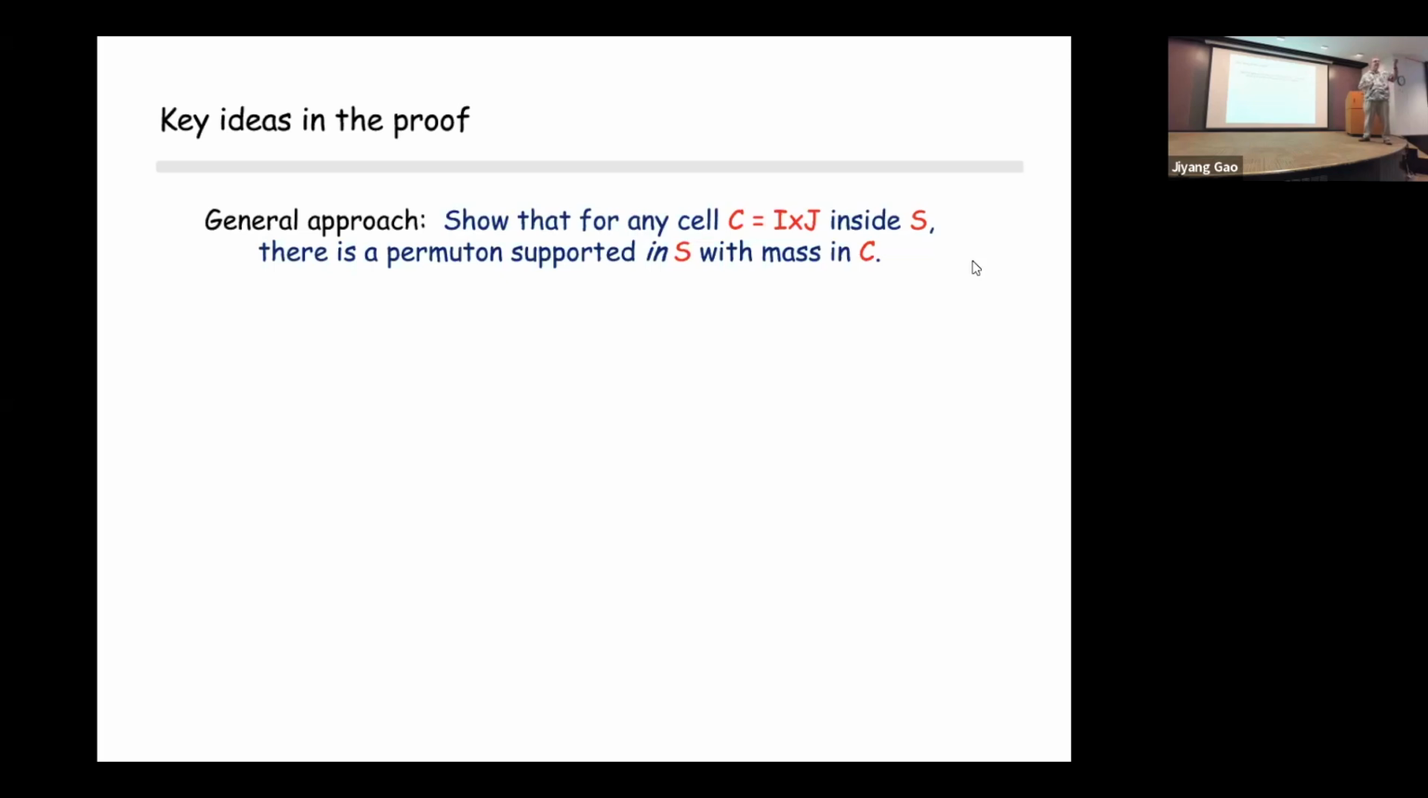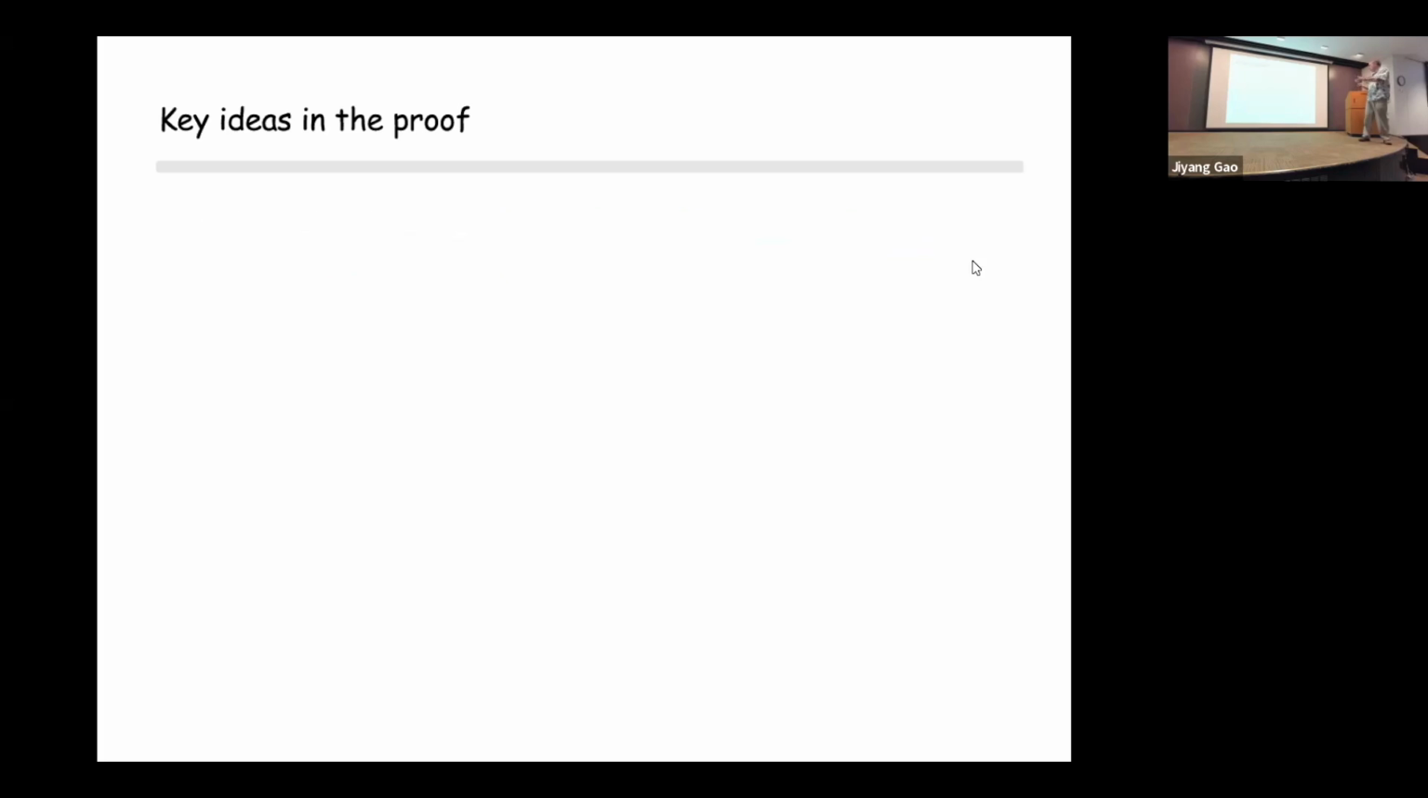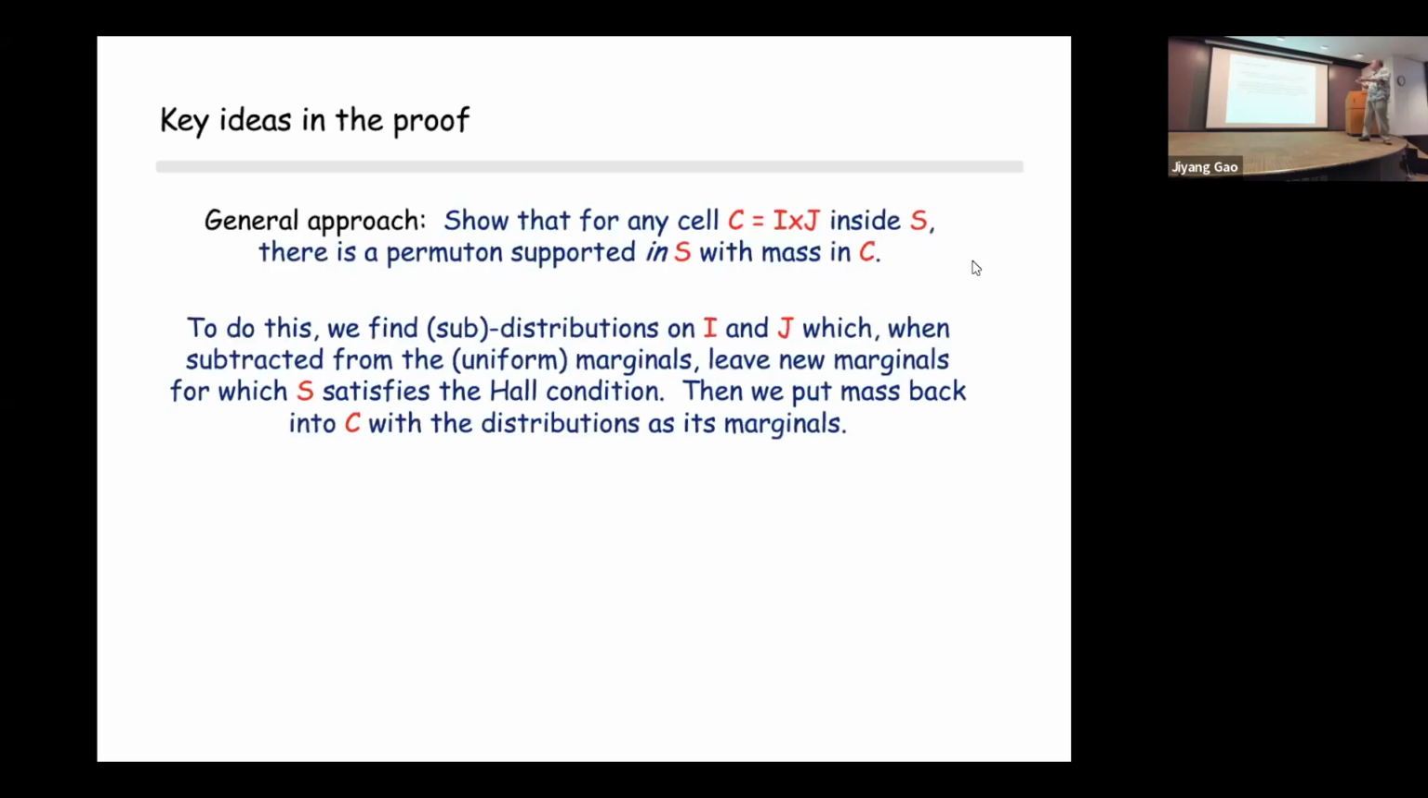But here it's tricky because it's not a question of single points. It's a question of areas, we call them cells, inside the unit square. And so we want to show that if we have such a cell that's inside the set S, then we can get a permuton which has mass on the cell. And if we can do this for every cell, then we can put these all together to make a permuton that covers the whole set S.